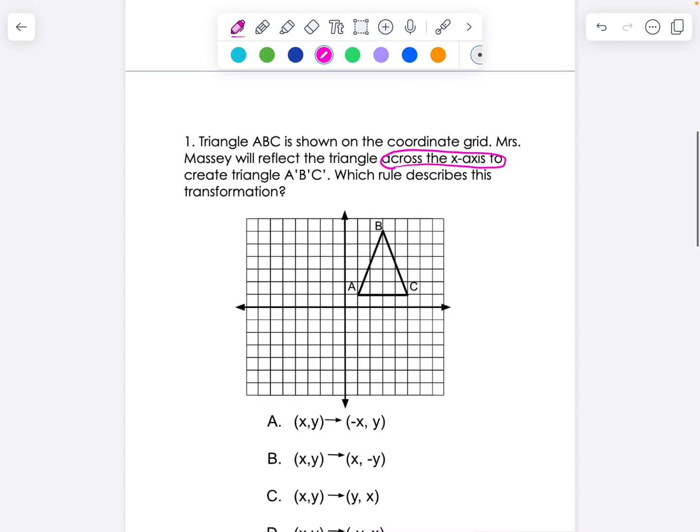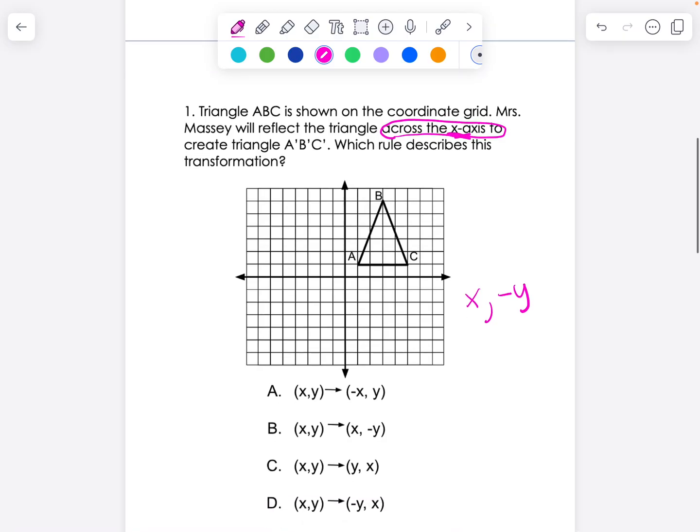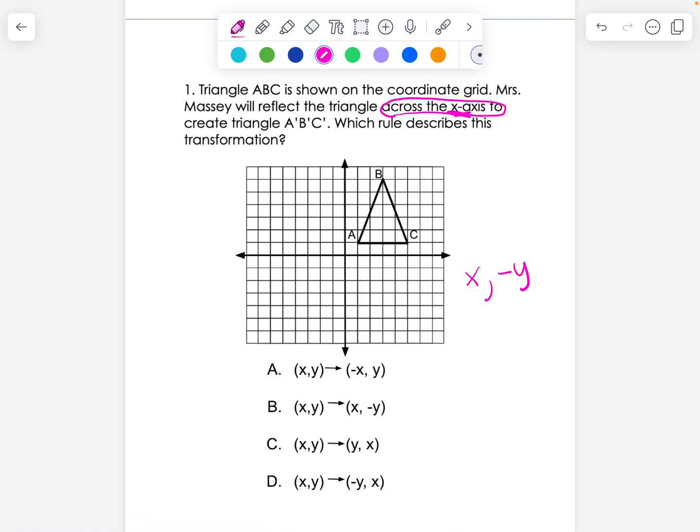So if you look at the notes, if I'm reflecting over the x will stay the same, but the y will be the opposite because I'm reflecting over the x. So if you look at your answer choices, the only rule that matches is going to be this. This means that it went from the original to reflecting over the x. If it would have been asking reflecting over the y, then the y would stay the same, but the x is the opposite. But it didn't do that. So that's not our answer.